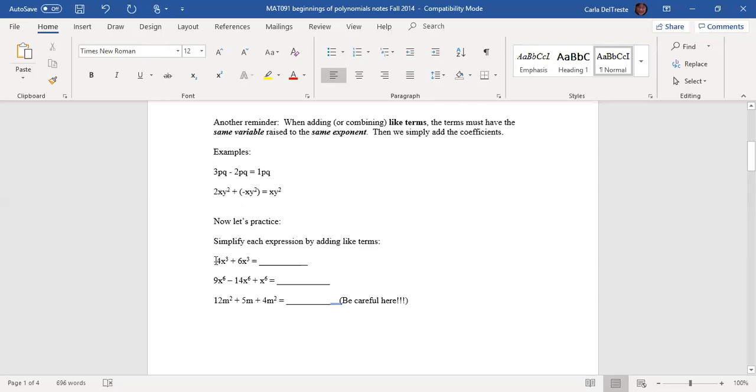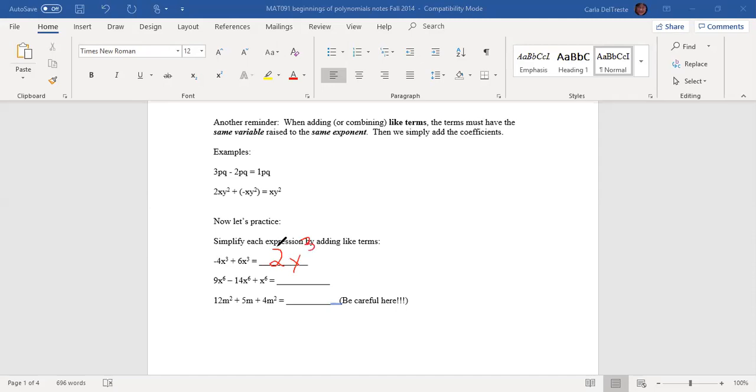So now we're going to practice combining like terms. If I have negative 4x to the third plus 6x to the third, first of all, I can identify that they are like terms because I have x to the third and I have x to the third. And I want to add negative 4 plus 6. Negative 4 plus 6 is 2x to the third.